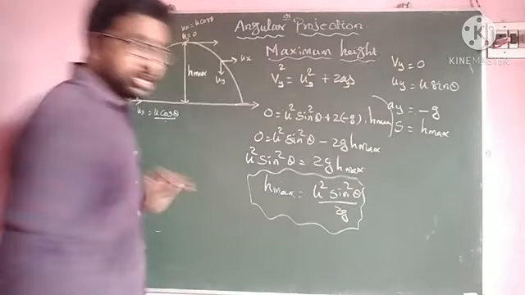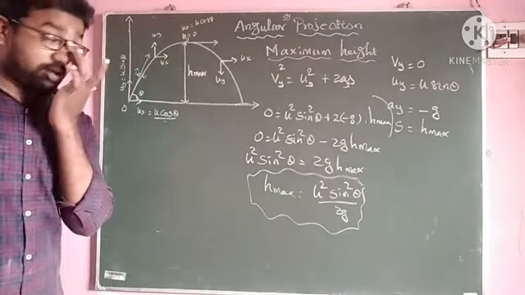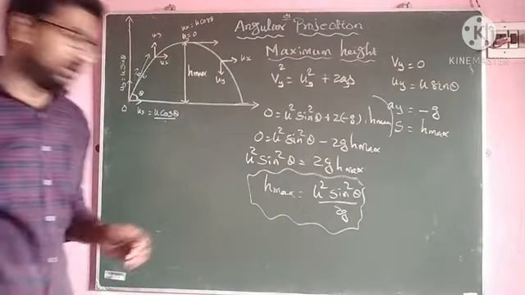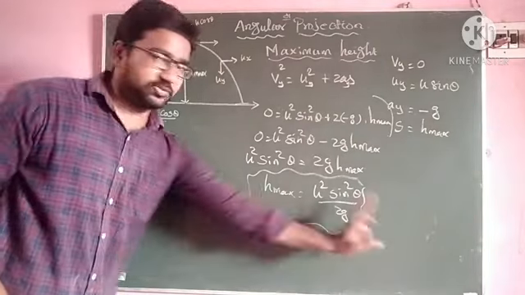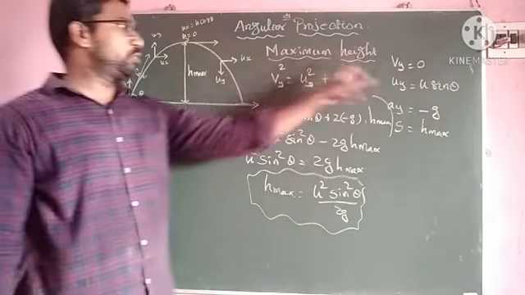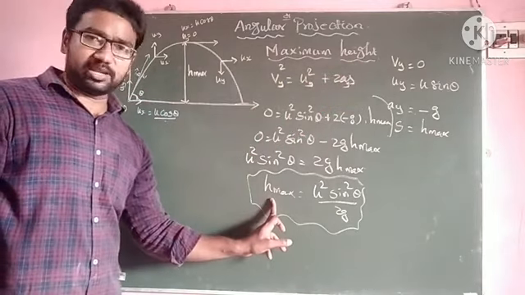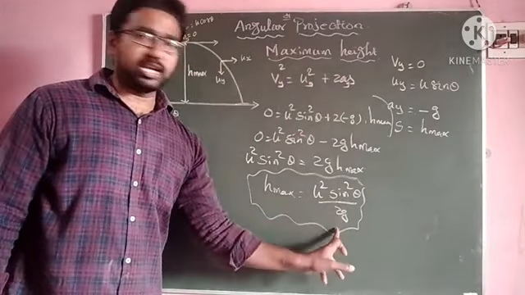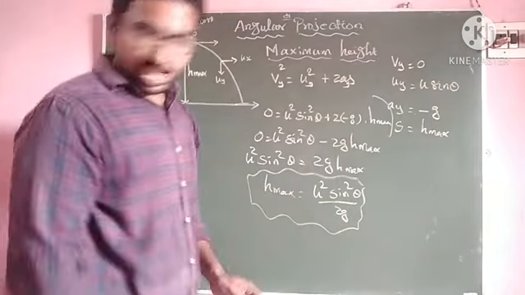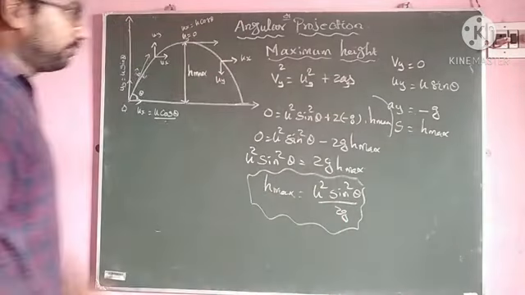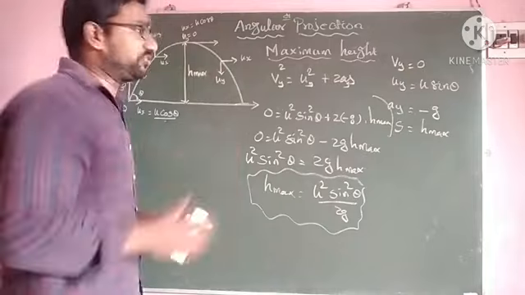In a cricket stadium, the particle or the ball, how much height is reached? That should be calculated by using this formula alone. So the maximum height reached by the projectile can be calculated as u square sin square theta divided by 2g. And then next I am going to find the time of flight.